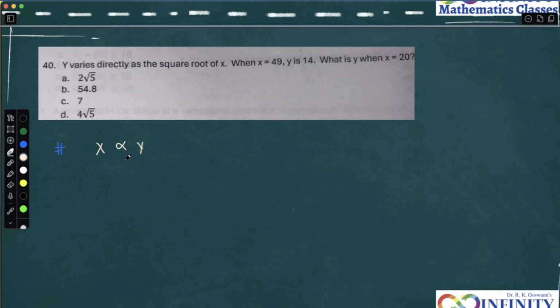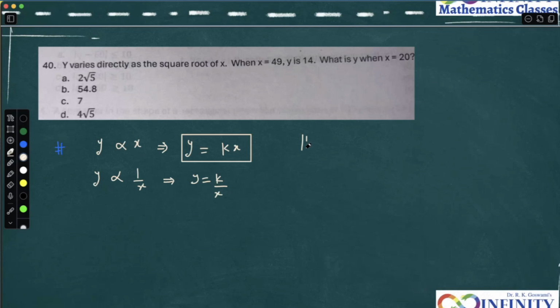This is called the proportionality. X is proportional to y. For example, when I say that y is proportional to x, that means you will write it like this. And whenever you need to write equality, in place of this proportionality, we will place a constant, say k, keeping everything the same. This is called the constant of proportionality. If I say that y is inversely proportional to x, that means y is going to be equal to k over x. Just replace proportionality by some constant.